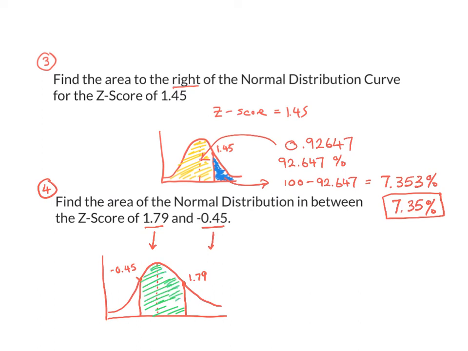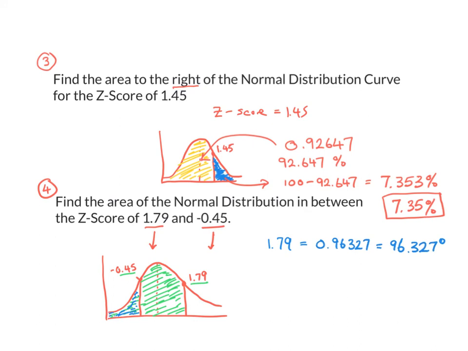And what we need to do is subtract, because we know that 1.79 will give us this area here as well, and this one here will give us just this one. So we just need to subtract the two. So let's do the 1.79 first. I'll try and remember that. So 0.96327, which is 96.327%. And as we said, that's the green and the blue added together.